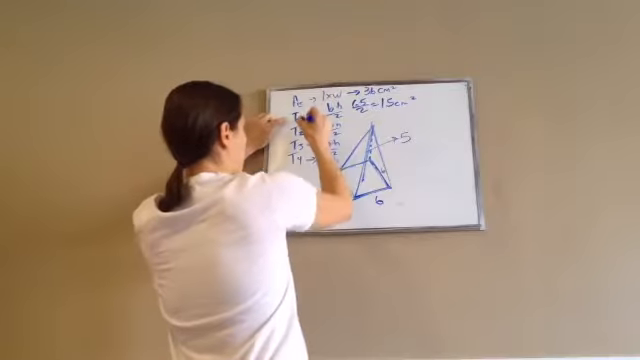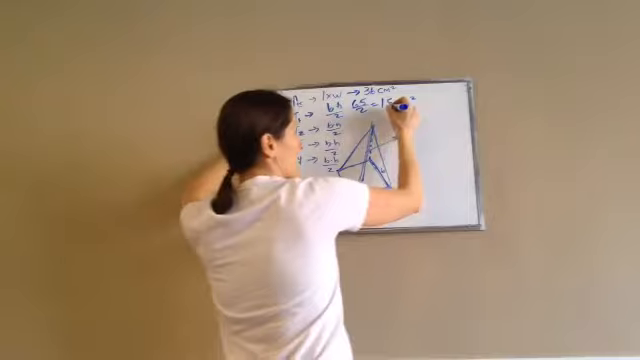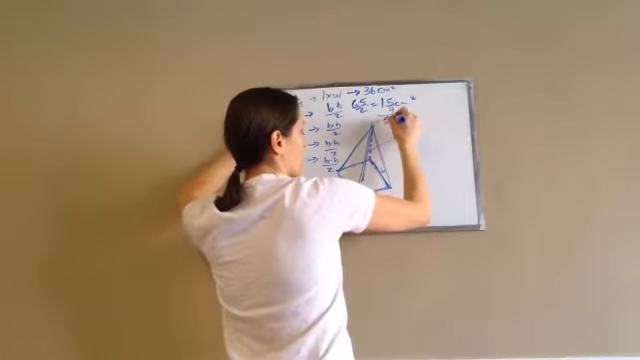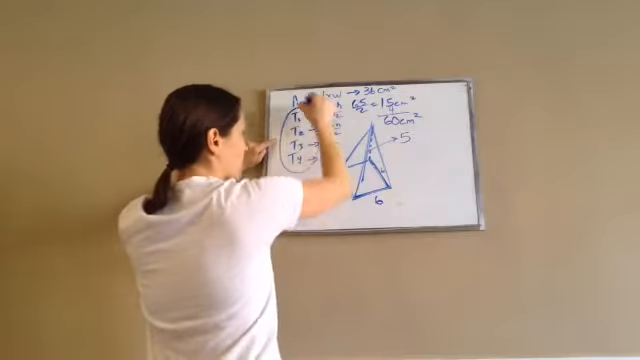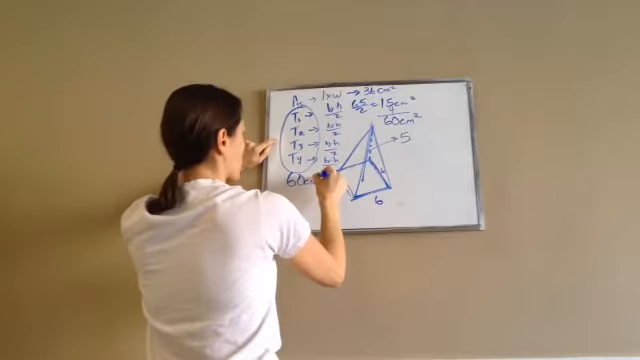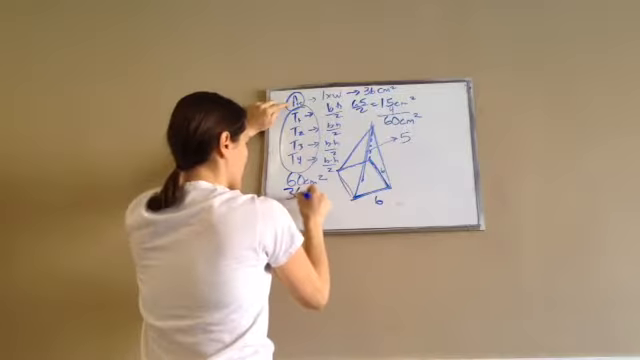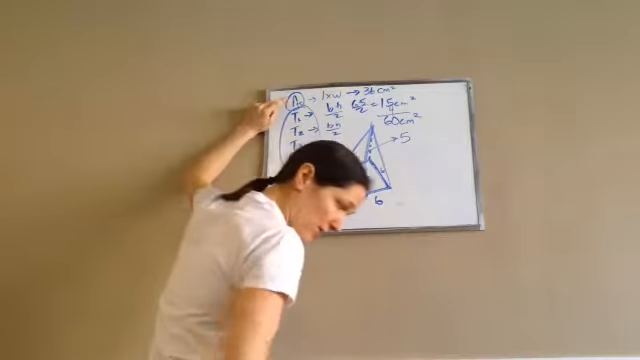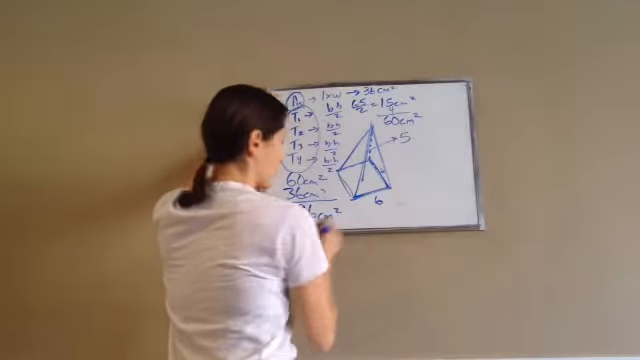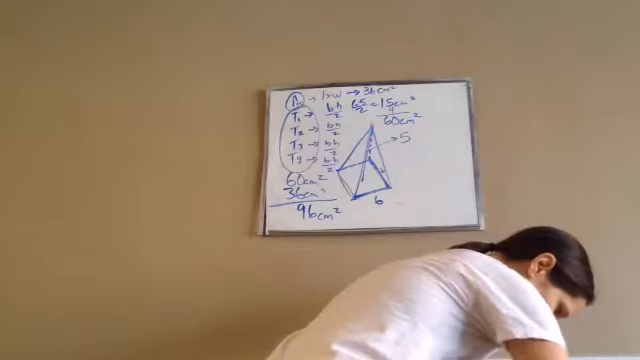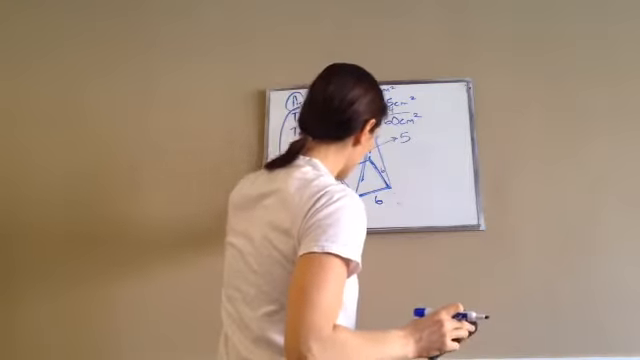So if I have 1, 2, 3, 4 triangles, then that's 15 times 4, right? Which will be 60 centimeters squared. So my triangles make up 60 centimeters squared, and my square on the bottom makes up 36 centimeters squared. So what is my total surface area? 96 centimeters squared. Feel like you understand it? Yep. All right, last one. That was surface area of a pyramid.